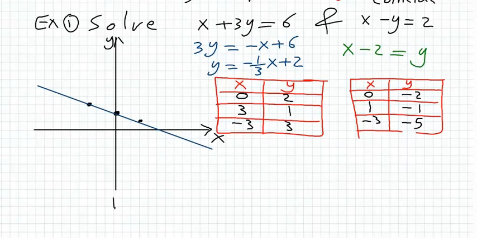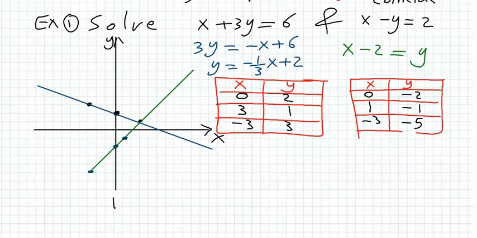Do the same thing for the second line. 0 and minus 2, we have a point over here. 1 and minus 1, we have another point over here. Minus 3 and minus 5, we have a third point here. Now let us draw a line through these 3 points.